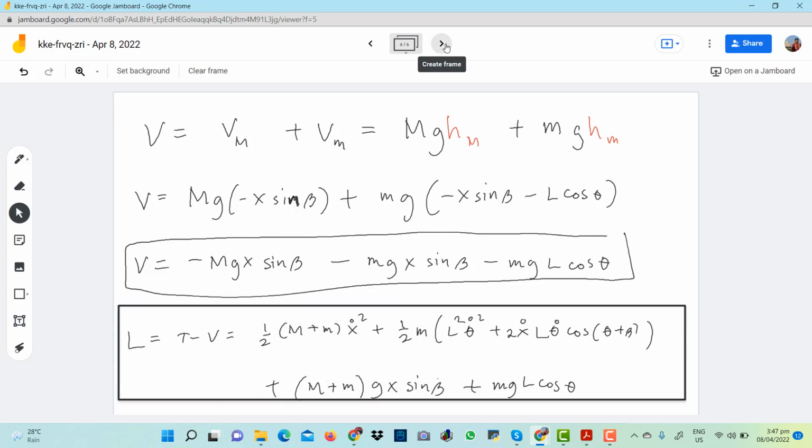Now, what will be the equation of motion? So this will be the Lagrangian. Okay? So, let's check our Lagrangian. Did you get this in the exam?